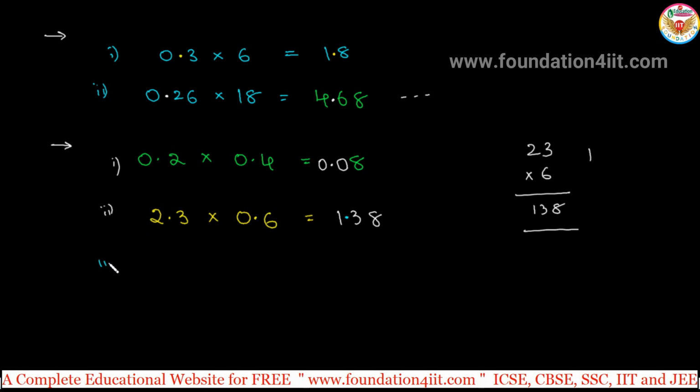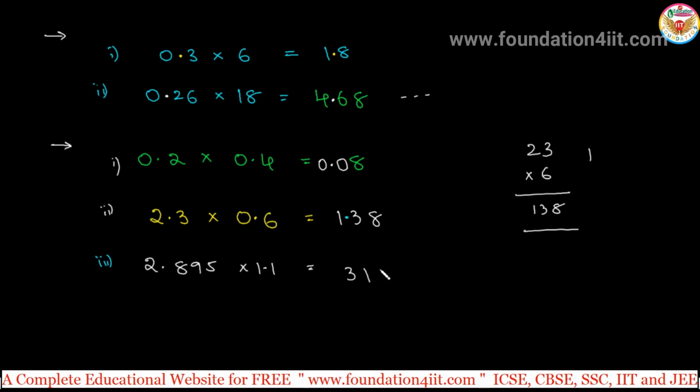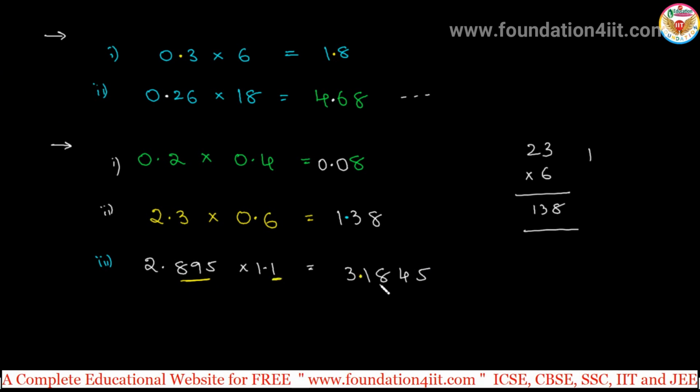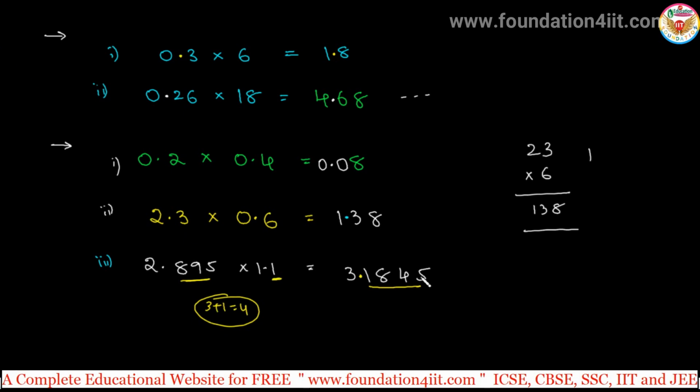Okay, even one more example. Let's take 2.895 multiplied by 1.1. So 2895 multiplied by 11. By the normal method of multiplying, you get 31845. Then just adjust the point. After the point here 3 decimals and 1, total 4. So 3 plus 1, total 4 decimal places you have to leave from the right side.